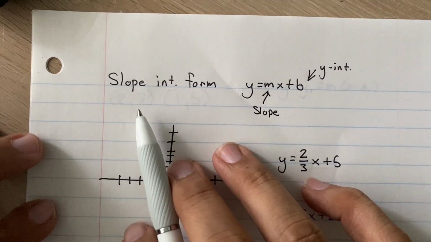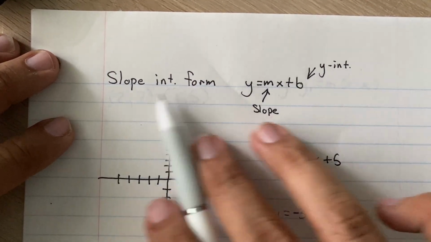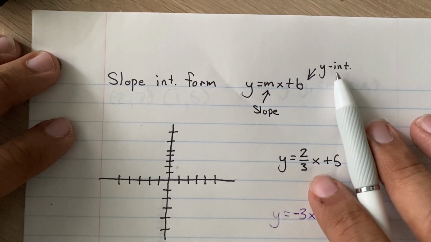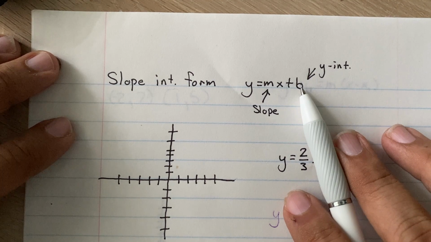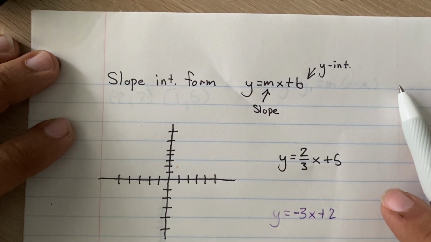All right, so we're going to start talking about slope-intercept form. Slope-intercept is called slope-intercept because they give you a slope and they give you the y-intercept. The y-intercept is going to be your start point on the y-line, and the slope is going to be how you find the second point.